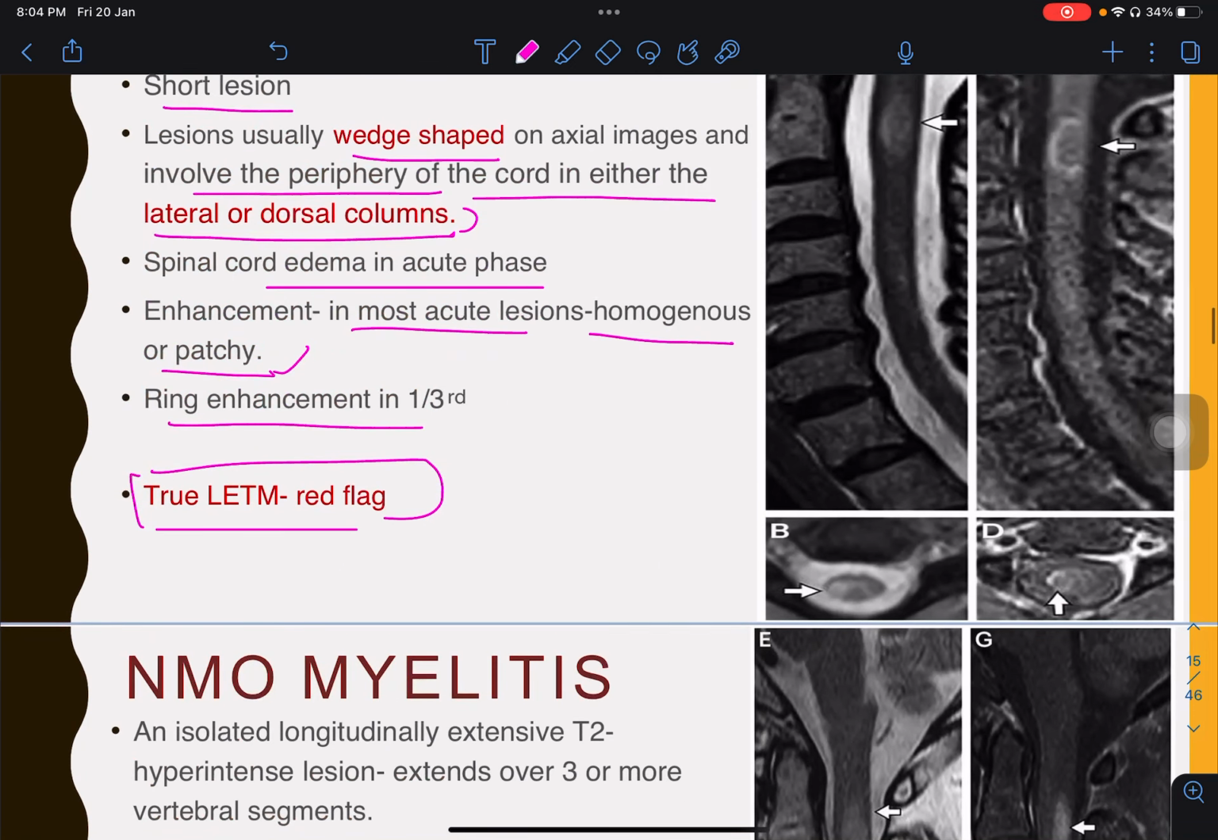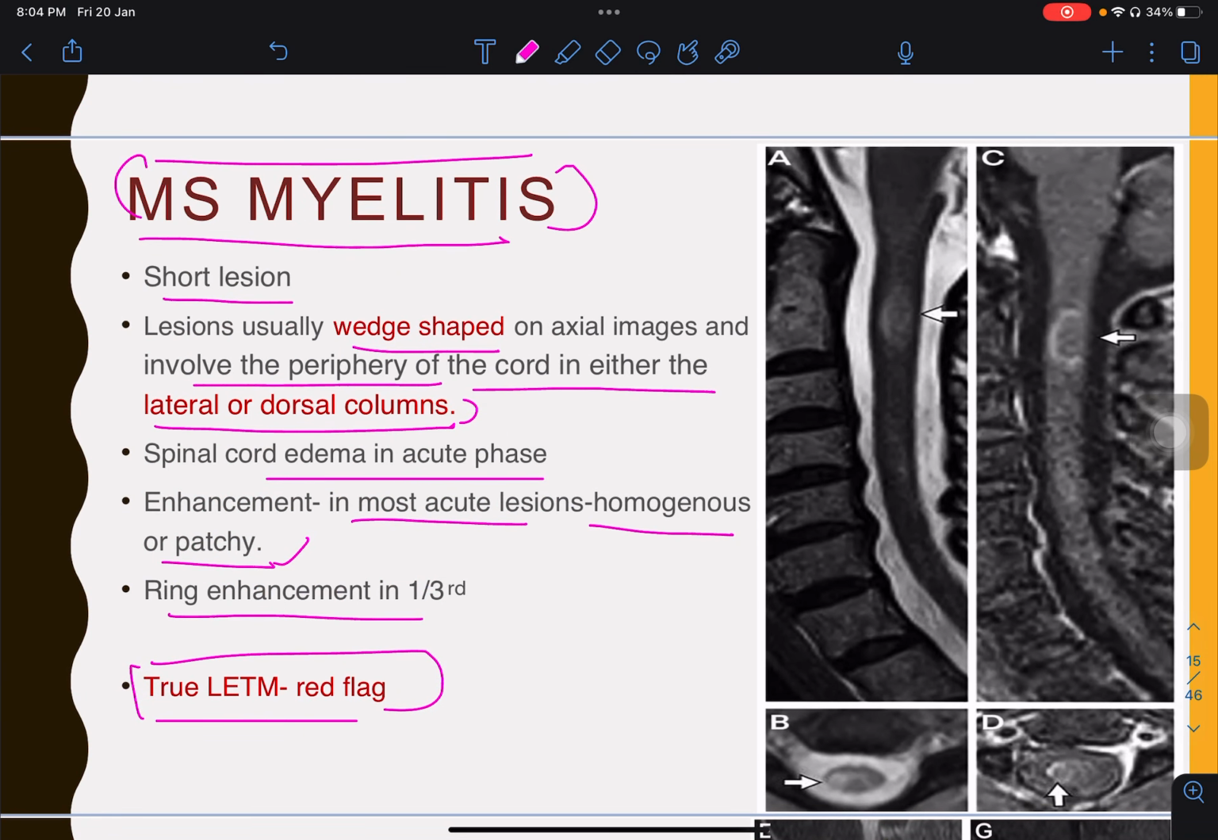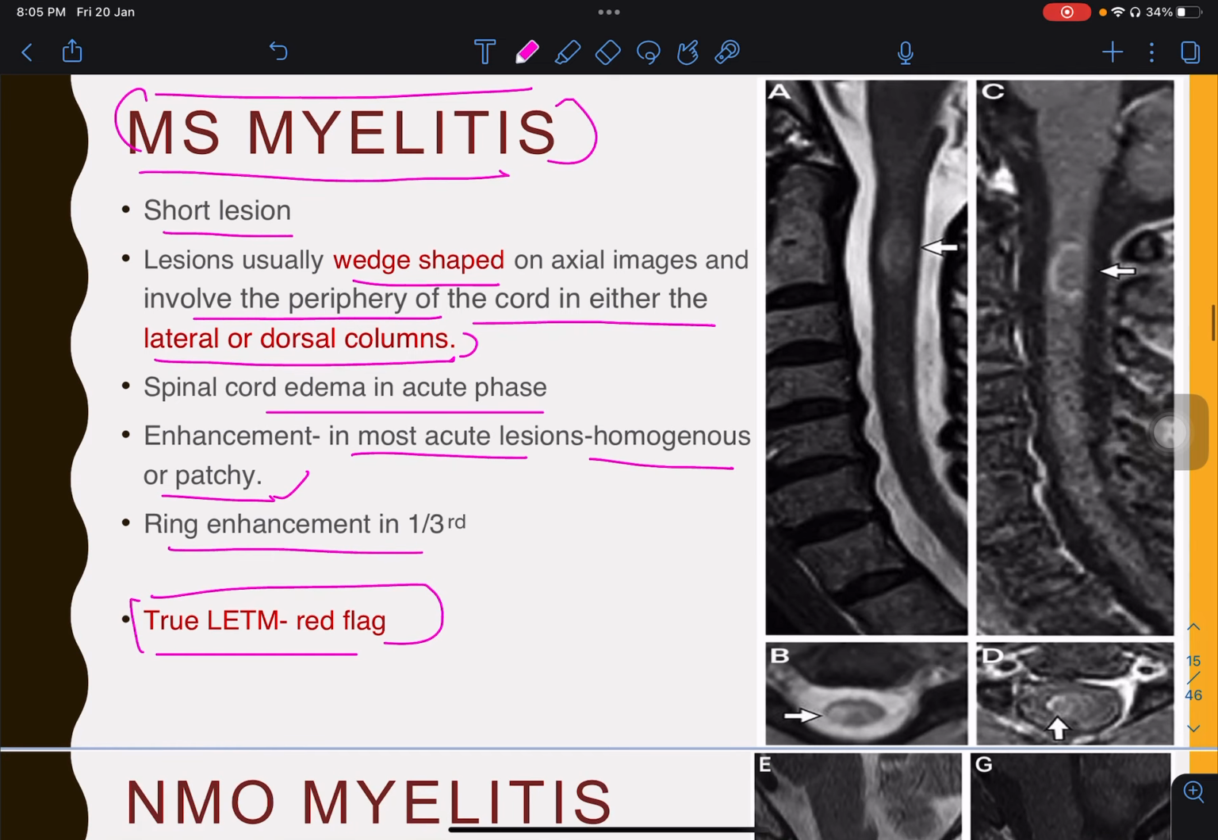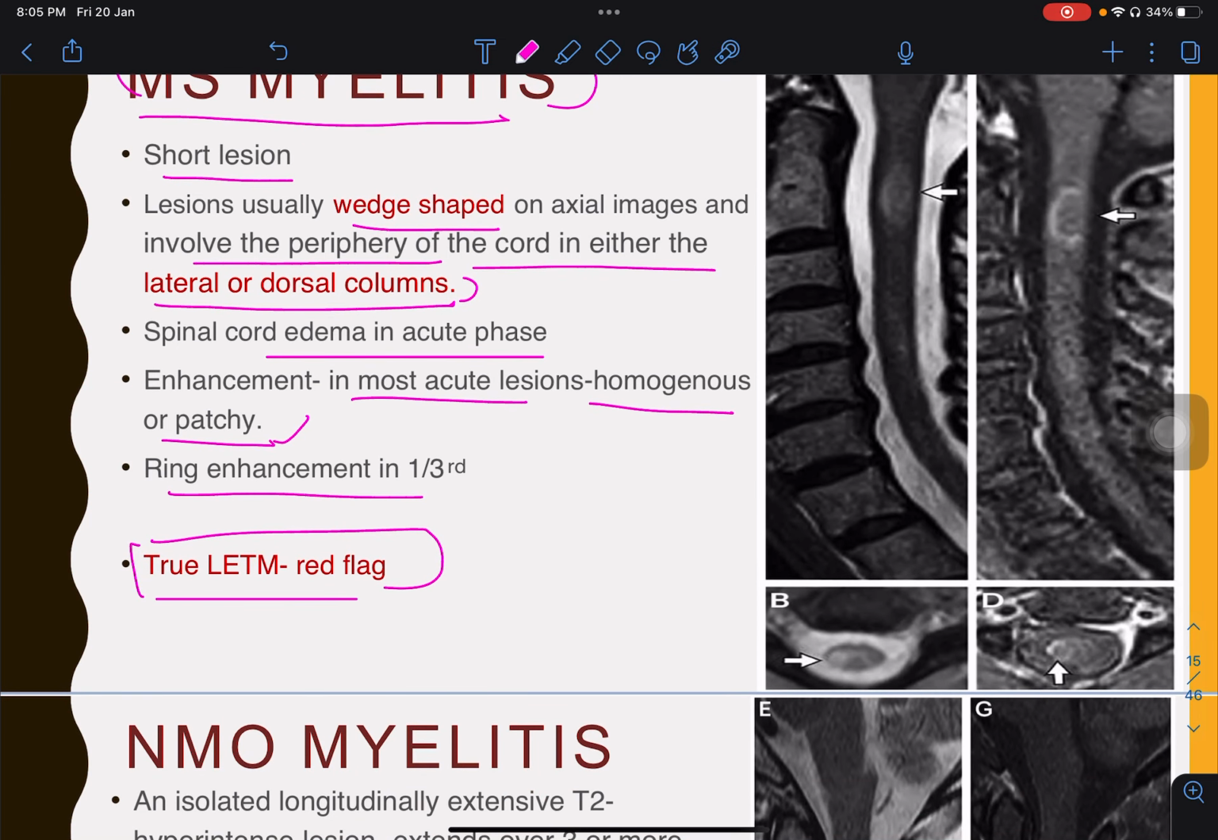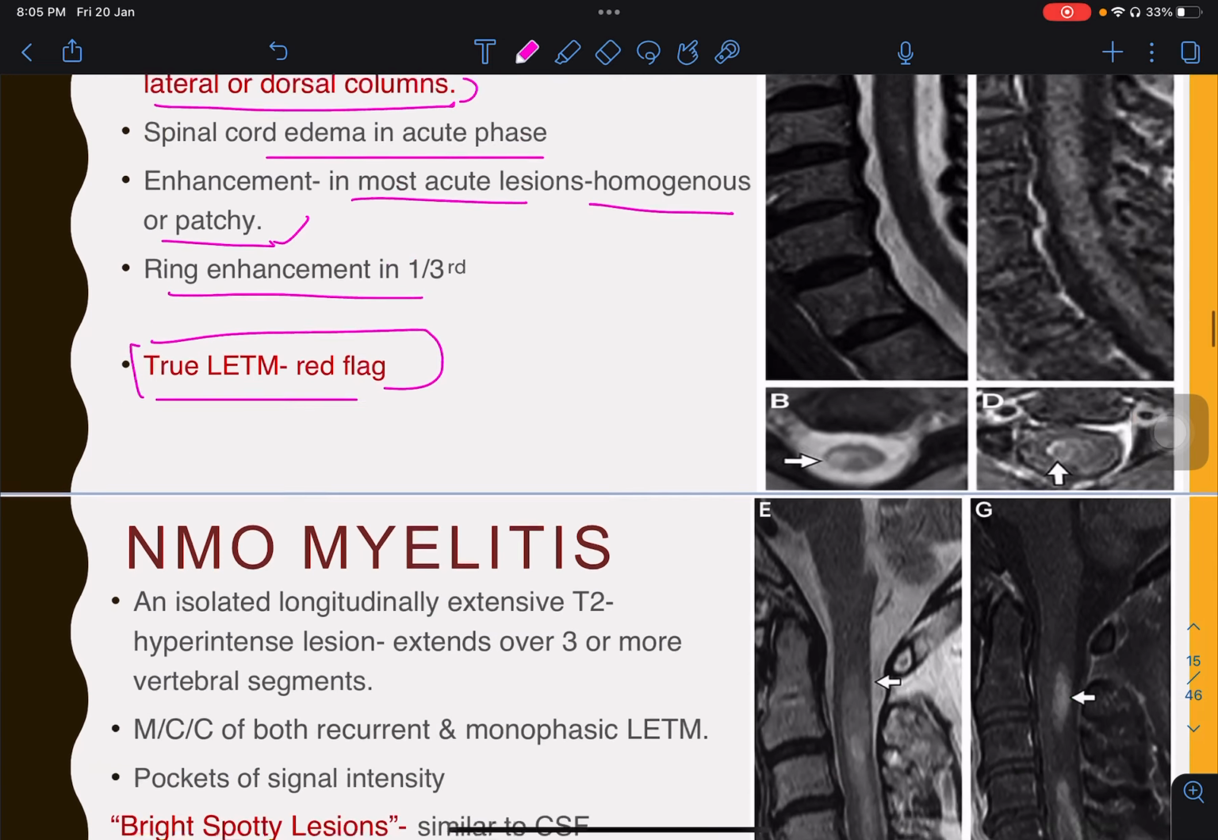So what are the main important points? One is a short lesion, wedge-shaped, in the lateral or dorsal column. True LETM is a red flag, and edema can be seen in the acute phase. Here you can see the wedge-shaped lesions in the lateral or the dorsal column, a short lesion in the periphery, not involving the whole transverse section.